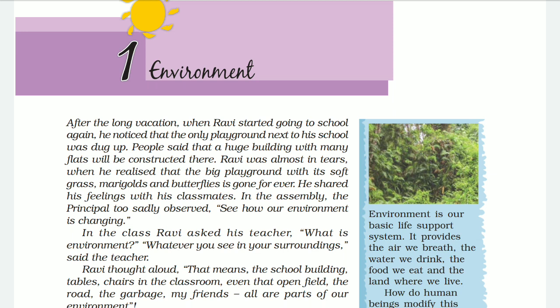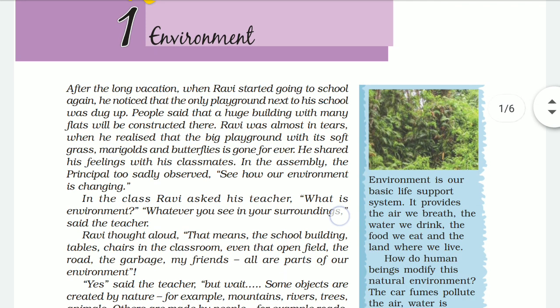After the long vacations, when Ravi started going to school again, he noticed that the only playground next to his school was dug up. People said that a huge building with many flats would be constructed there, and he was disappointed that he was going to lose his playground, because it has soft grass, marigold, butterflies. It's all gone forever. So he shared his feeling with his classmates, in assembly, and also with the principal.